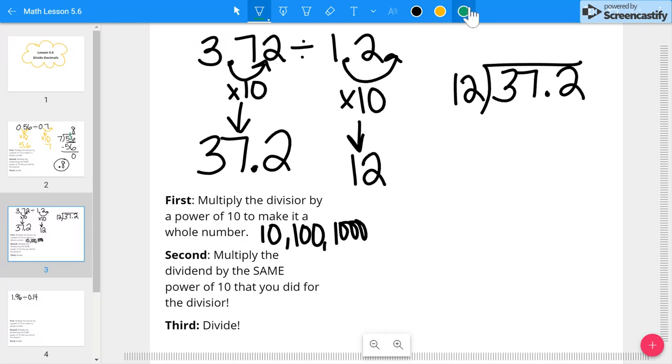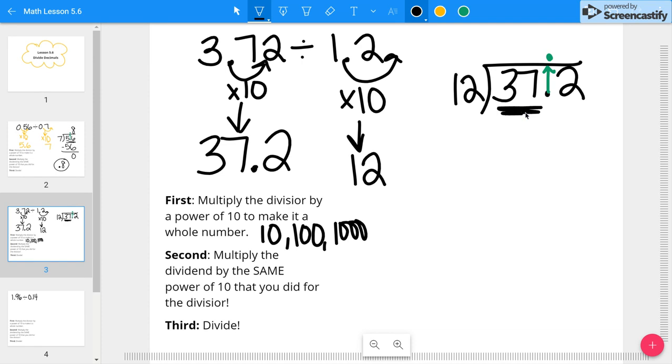So now, since this is a decimal division problem, my next step is to bring my decimal point up and then forget all about the decimal. So now I'm just thinking of it as 372 divided by 12. And I'm thinking in my head, can 12 go into 3? Can 3 be divided by 12? No. So now I need to think of it as 37.